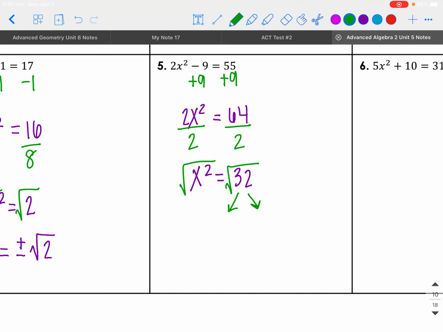So you're looking for the largest perfect square that goes into 32. And that number is 16. 16 times 2 is 32. So x equals plus or minus 4, because the square root of 16 is 4, and then we have radical 2.